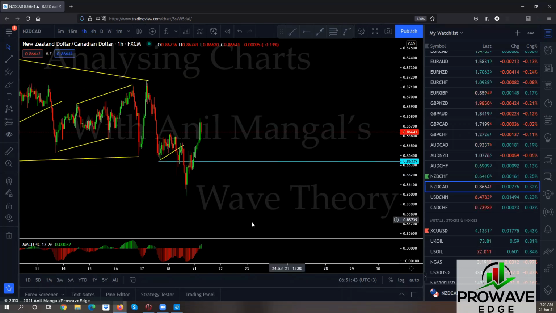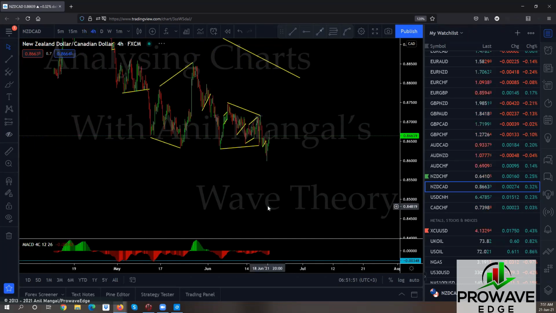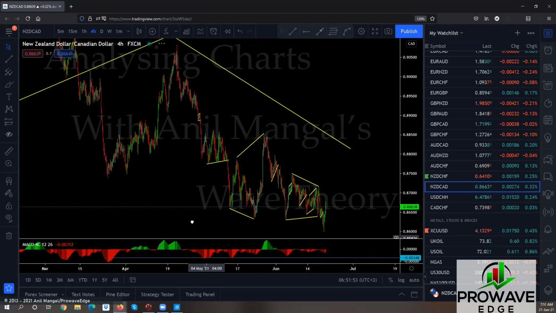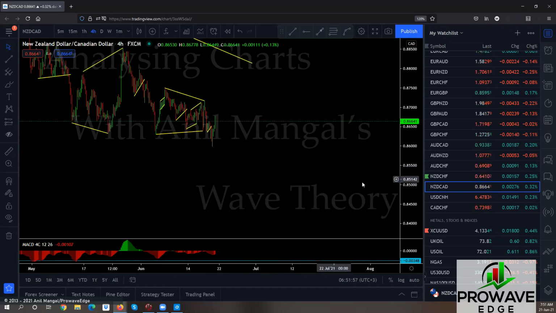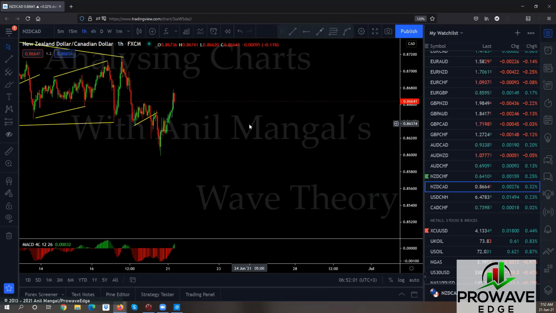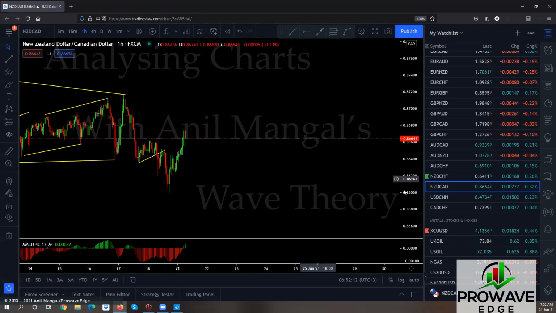New Zealand CAD, okay, we finally broke this low. Take that off. And we're making an impulse to the upside. So what does this look like? Well, it could go up some more, right, as a correction. Let's see. If we get a flag, we'll buy it. This is a sharp move up. So if you get a flag here, that'll be a buy setup. Let's wait for it.